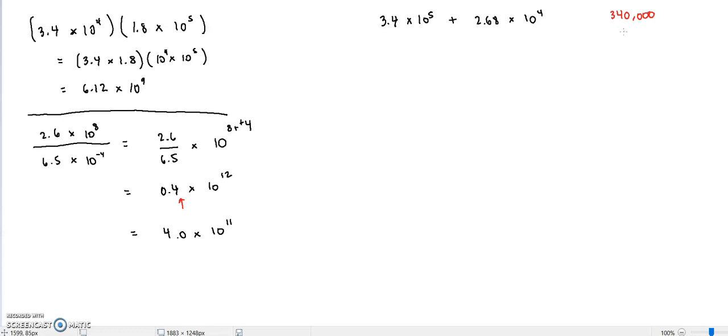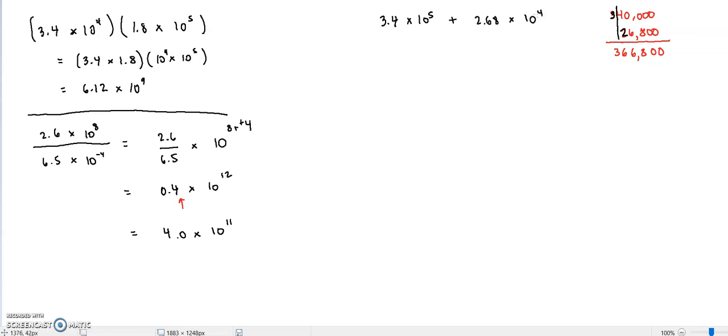We're going to have 26,800. Okay. And again, if the numbers are small enough, you could just convert it to regular numbers and then back again. But what I'm trying to show you here is that I can't just do 3.4 and 2.68 because the 3 and the 2 are not in the same place. They look like they are in the scientific notation, but they're not actually in the same decimal place because the 5 exponent is different from the 4 exponent.